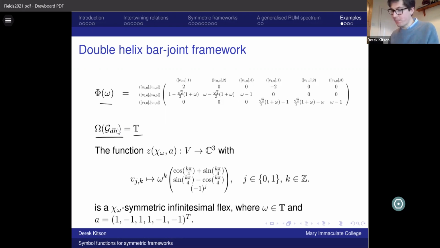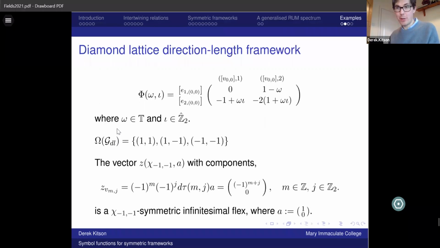I'll show you the direction length framework. So this is the one-way periodic framework where we changed some of the constraints to directional constraints. Again, we're able to work out a symbol function in that context. The symmetry here was translational in one direction, and we also have mirror symmetry in the framework. So the group there is Z times Z2, so our dual group is the circle times Z2. And we get a RUM spectrum. It's not the whole dual group, it's a subset of the dual group. And then we worked out some infinitesimal flexes in that context, some of these bounded chi-symmetric flexes.